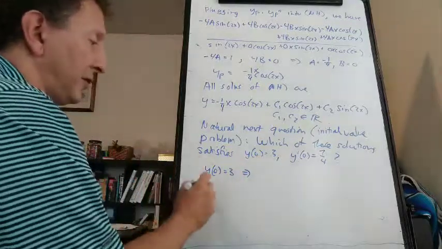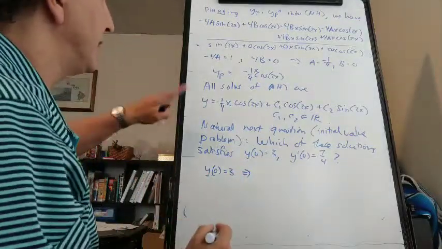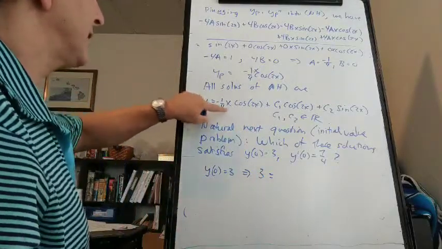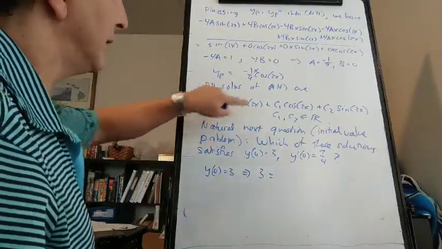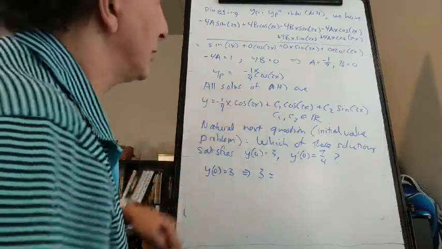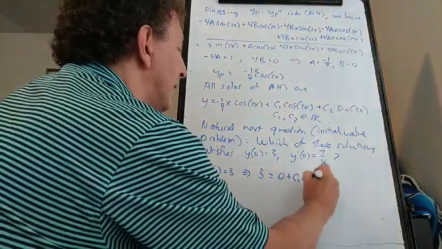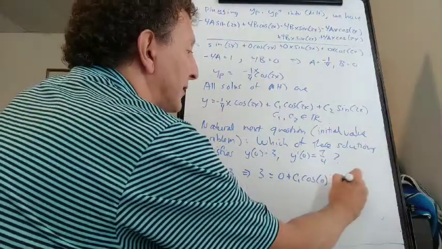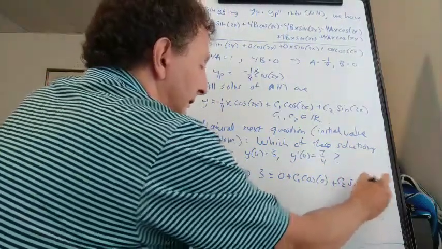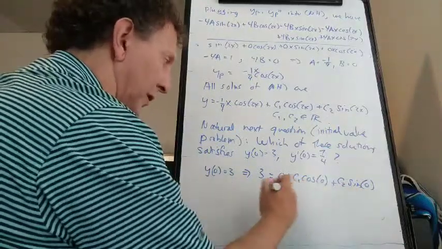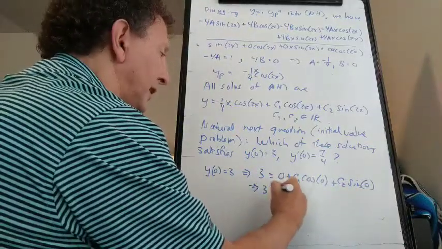Now y of 0 being equal to 3 means that 3 is equal to, when we plug in x equals 0, this is 0, plus c1 cosine of 0 plus c2 sine of 0. Sine of 0 is 0. Cosine of 0 is 1. So 3 equals c1.